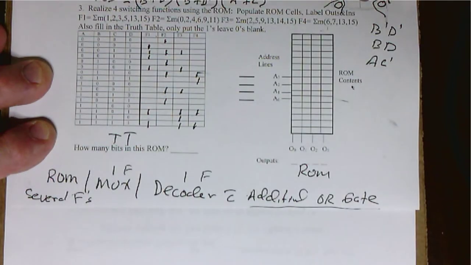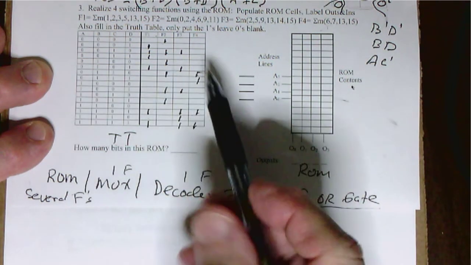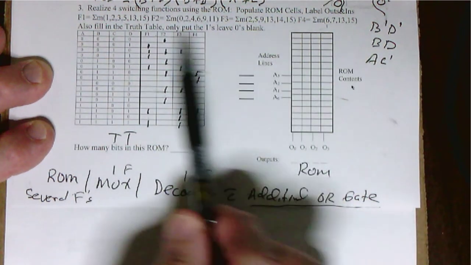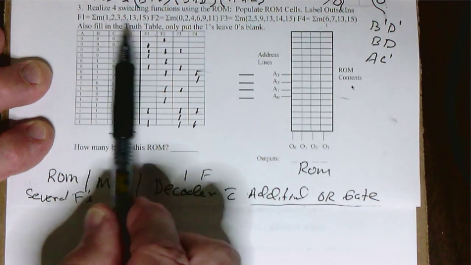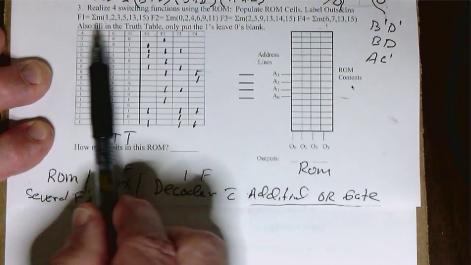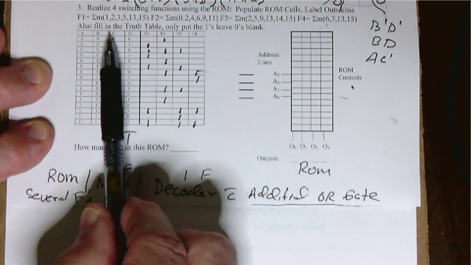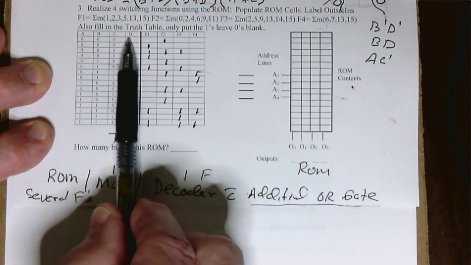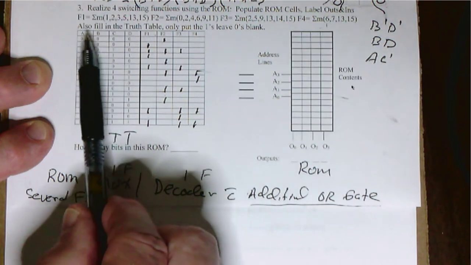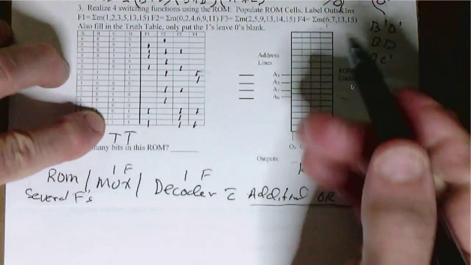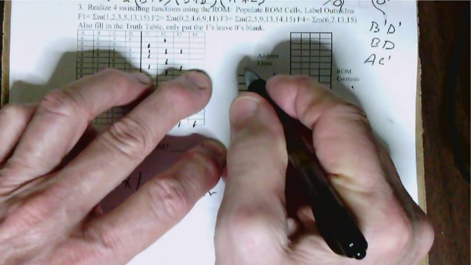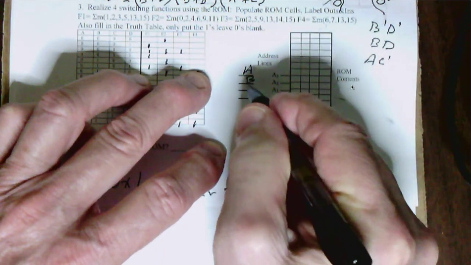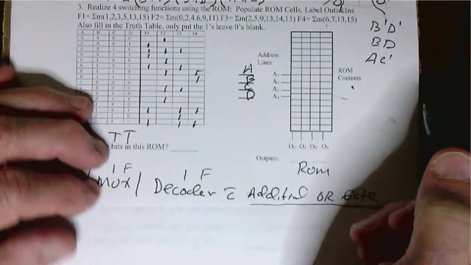Okay, so what do we have to do? Well, if we play our cards right, we keep the hierarchical relationship of our independent variables, A as the higher order variable, D as the lower order, B and C in between. We can just connect these to our address lines, high order to low order. So since A3 is the higher order address and A0 is the low order, we would just go A, B, C, D, not too difficult.